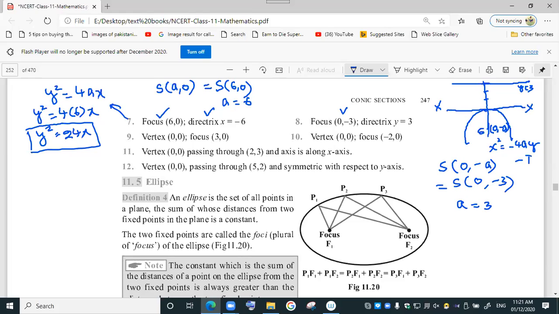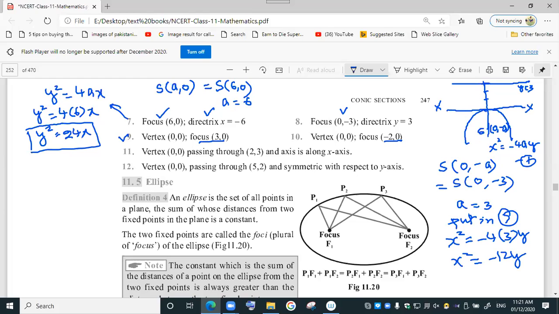Put it in the first equation. We get the equation of the parabola: x square is equal to minus 4 into 3 into y. So x square is equal to minus 12y. Okay. So if the focus is given, it is very easy to find the equation. This you can also do easily.